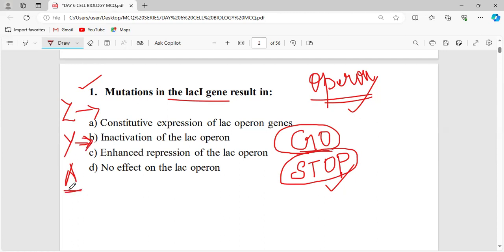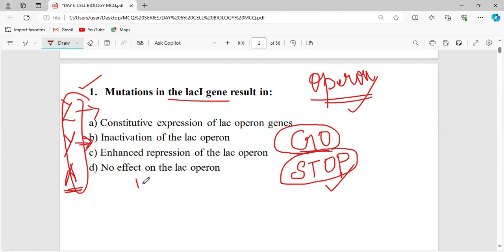And lac A codes for an enzyme called the transacetylase enzyme. The function of this transacetylase is not well known, but we know that it is responsible for the stability of the operon. And as the name suggests, it is going to add the acetyl group. Okay, and these are the three different structural genes inside the lac operon.